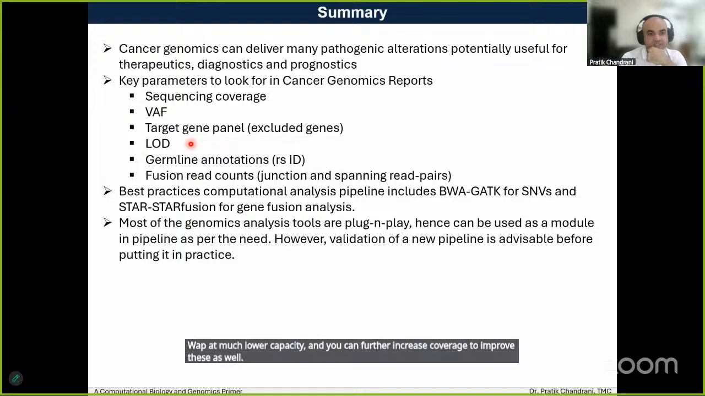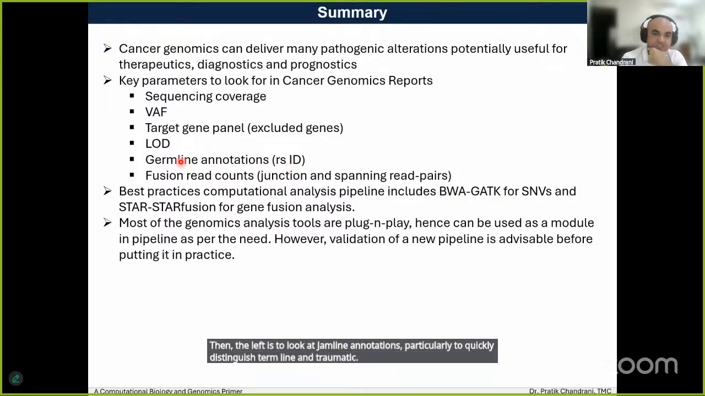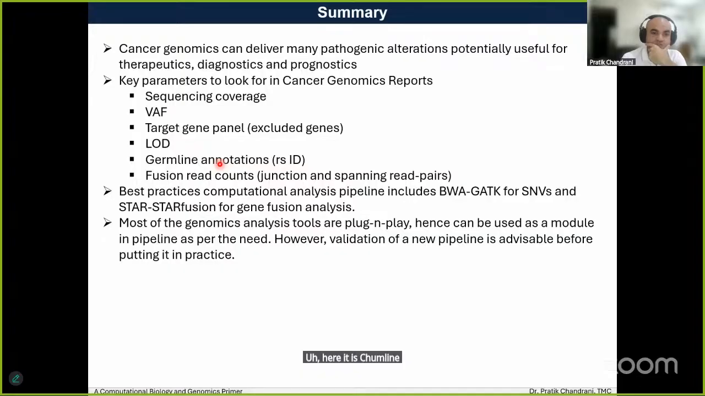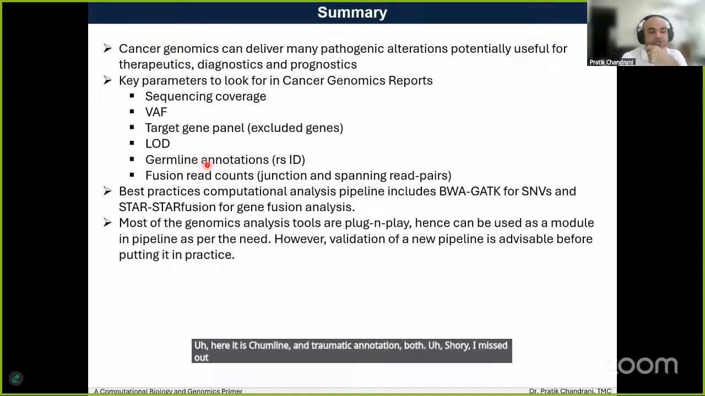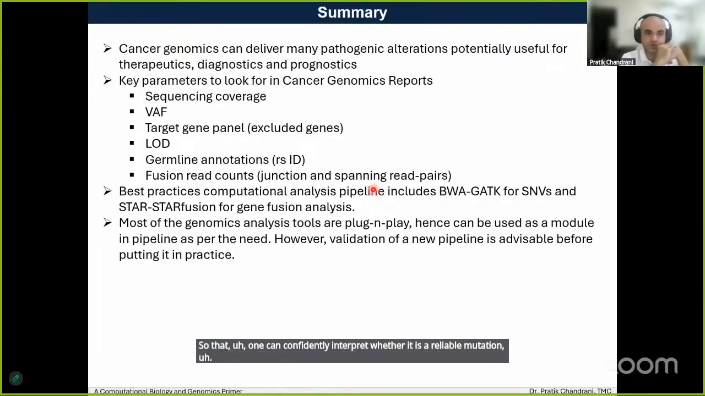Then the last is to look at germline annotations, particularly to quickly distinguish germline and somatic. Here it is germline and somatic annotation both. Sorry, I missed out to write somatic here. So dbSNP and COSMIC are the two standard databases which we use for a quick annotation of germline and somatic alterations in the cancer genome. Then we also pay attention to fusion read counts, particularly junction and spanning read pair counts, so that one can confidently interpret whether it is a reliable mutation, reliable gene fusion or not.